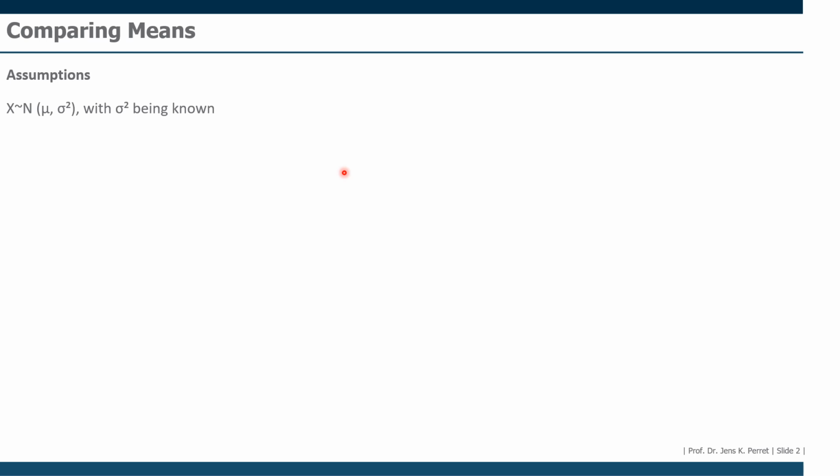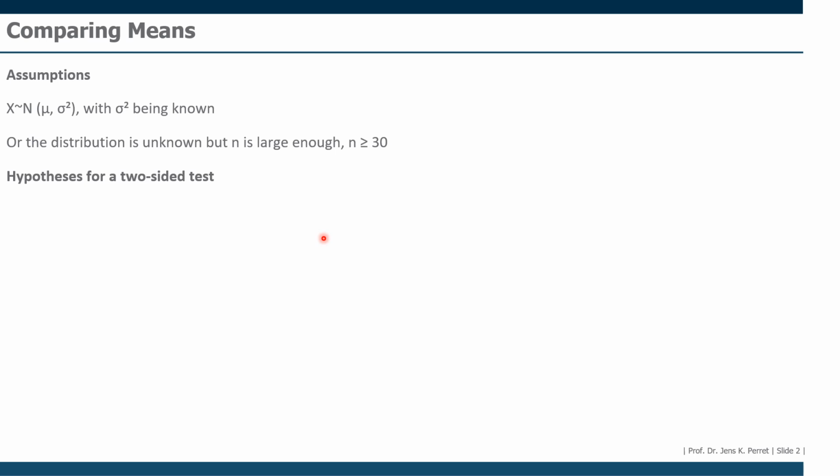We assume that our variable is normally distributed. We have a mean, we have a standard deviation and a variance, and we know the variance. Or if we do not have any information on the distribution, we need to have a sample size which is large enough. Here it says 30 observations at least. I would always personally go with at least 50 observations.